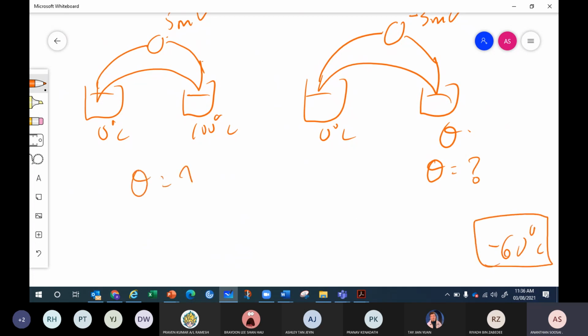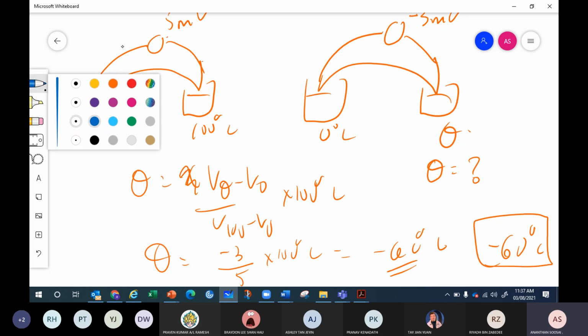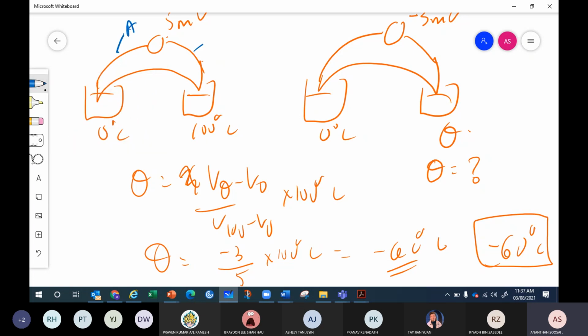So theta equals V theta minus V naught over V100 minus V naught times 100 degrees Celsius. V theta minus V naught is found to be negative 3. You put the negative inside, over 5, times 100. So theta immediately gets negative 60. Correct. So this is how it works. Remember, in the exam they will ask you which wire is which. This is wire A, which means this is also wire A. This is a different wire, wire B.